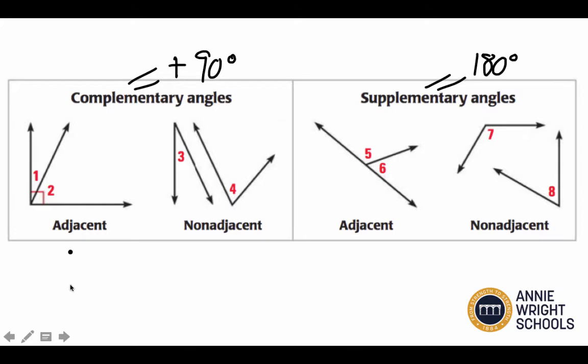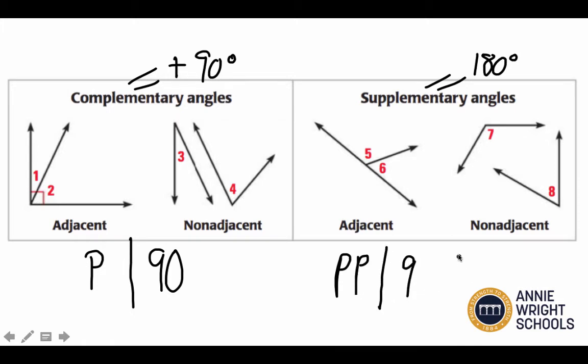One student I had in the past thought complementary had 1 p, and in a mirror, a p looks like a 9 or 90. Supplementary has 2 p's, and when you put 2 p's in a mirror, it looks like 2 9s or 2 90s. That's one way to remember it. Complementary, C comes first, 90 comes first. S comes second, 180 comes second. Lots of ways to remember it, but you need to remember.